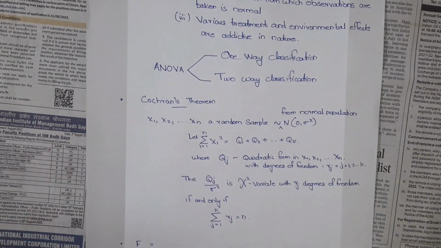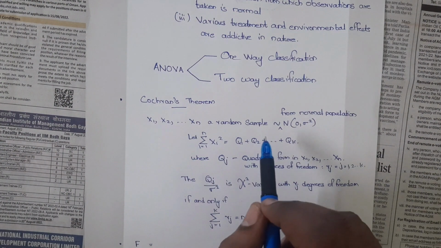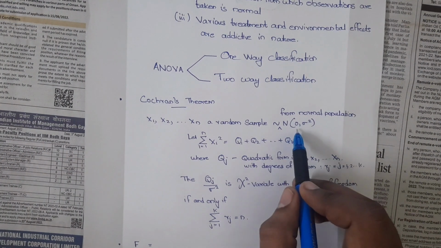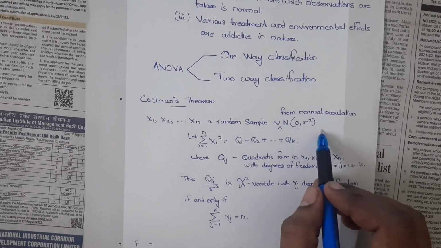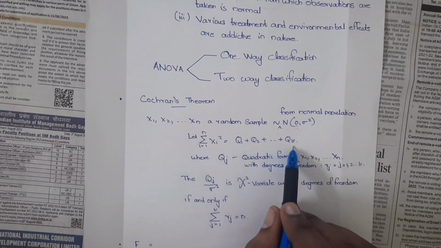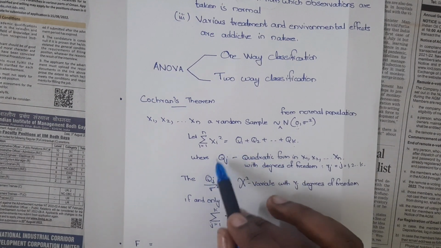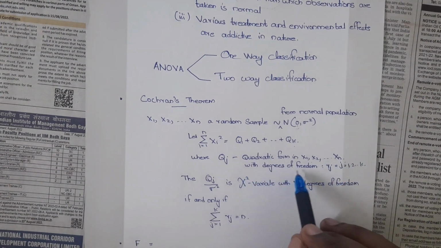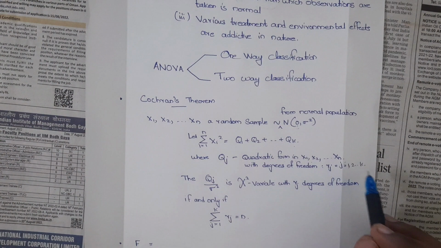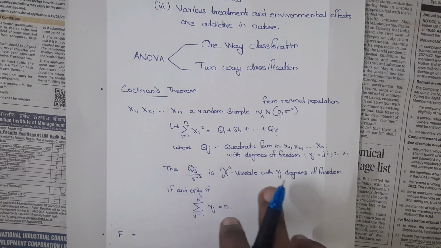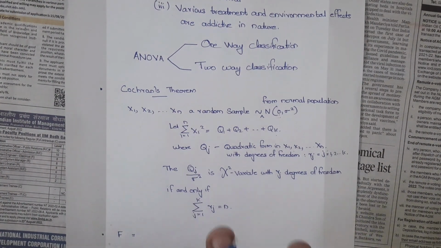Cochran's theorem states that let x1, x2, etc., xn be a random sample from a normal population. That population follows normal 0, sigma square, that is mean 0 and variance sigma square. Let summation xi square equal q1 plus q2 plus etc. qk, where qj, the general term, is a quadratic form in x1, x2, etc., xn with degrees of freedom rj, j equal to 1, 2, etc., k. The qj by sigma square is a chi-square variable with rj degrees of freedom if and only if summation j equal to 1 to k of rj equals n.